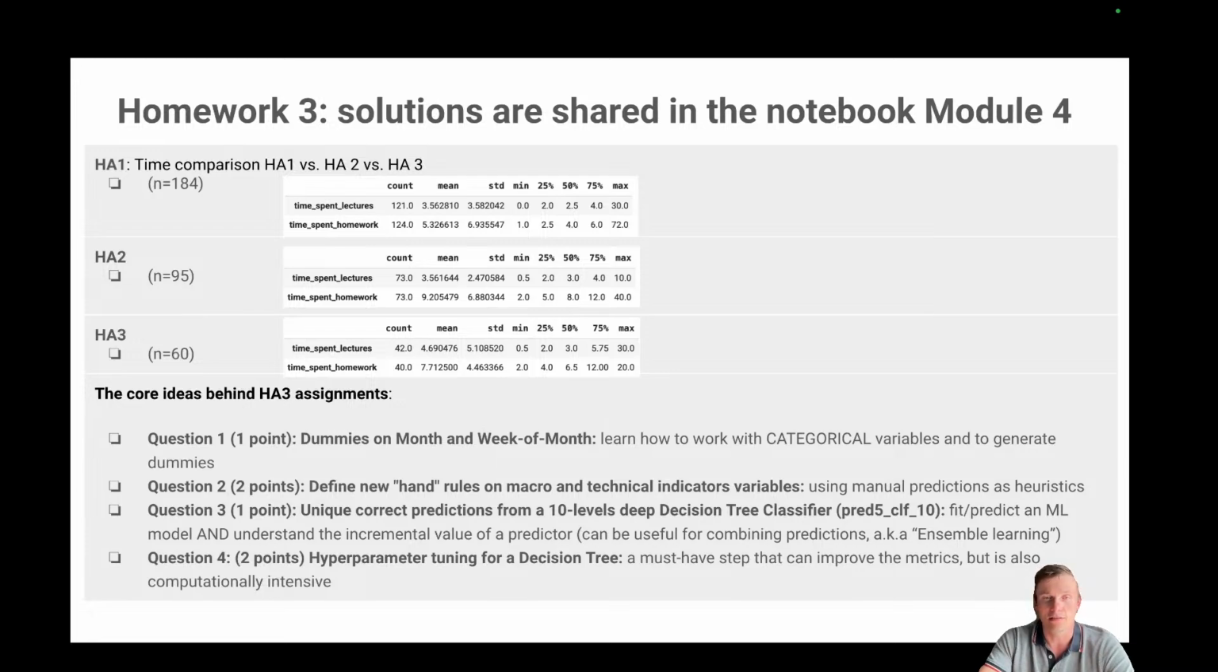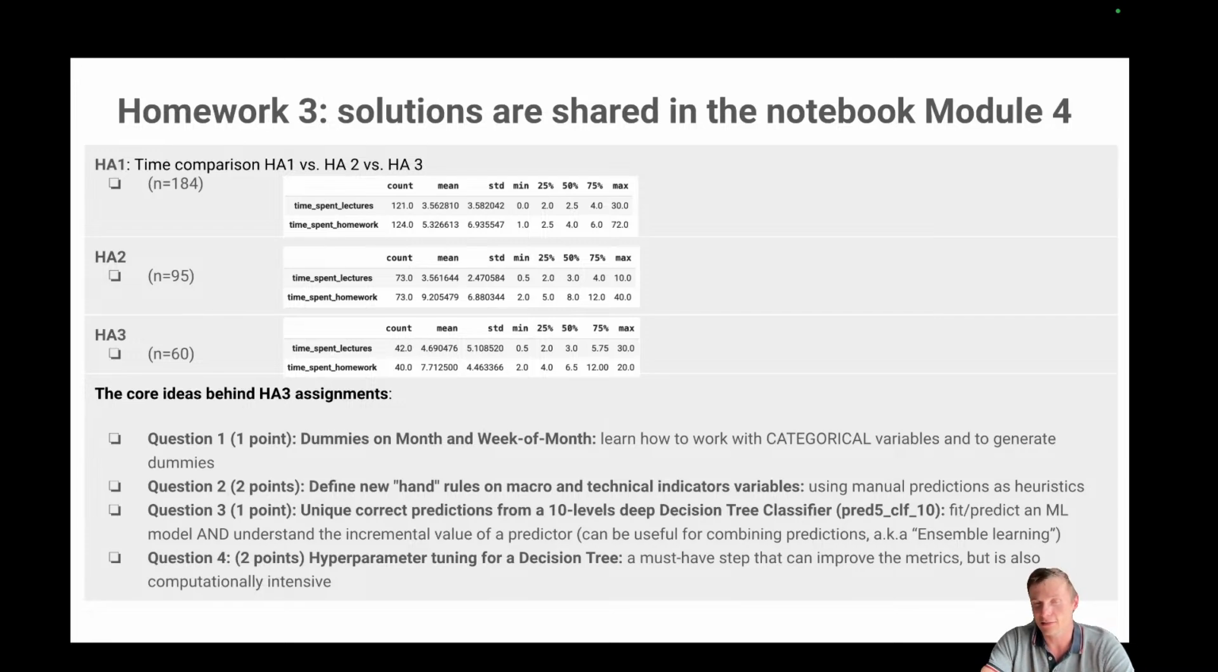And the last point was about hyperparameter tuning for a decision tree. The idea here is that most ML models have some parameters which are called hyperparameters, and by default any ML model will not be very optimal, and you need to spend some time, and usually it is a computationally intensive task, to optimize those parameters.